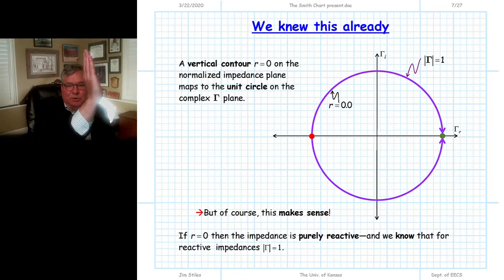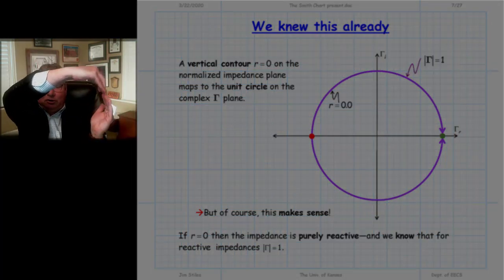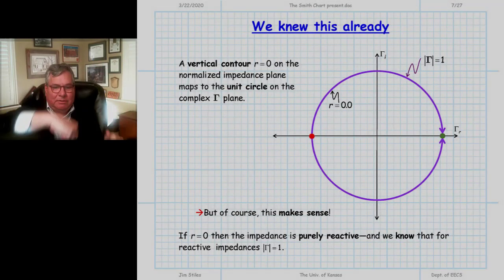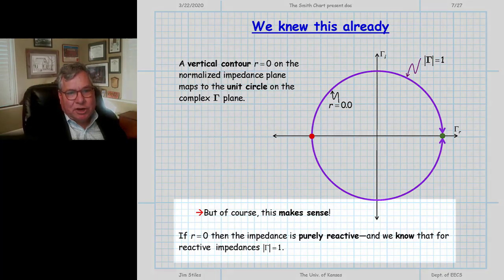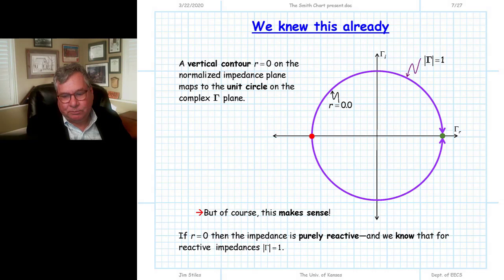We have a vertical contour now on the normalized impedance plane. That's again a straight line, but it morphs now onto a circle on the complex gamma plane, and the ends of that vertical impedance touch the open circuit point. And so we see what's happening, and again, it makes sense. Our math for our general contours of r equals constant r predicts the contour that we know to be true for the specific case of r equal to 0.